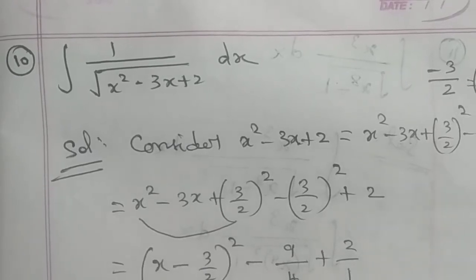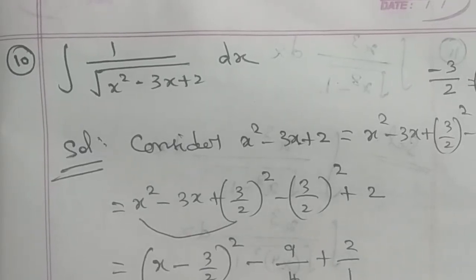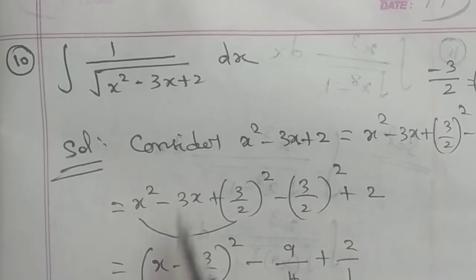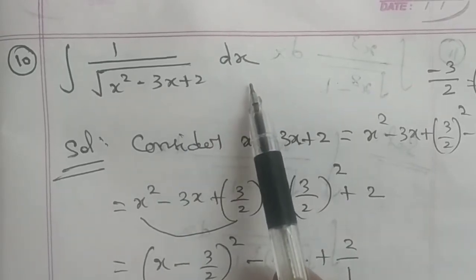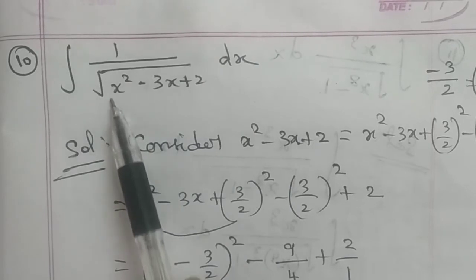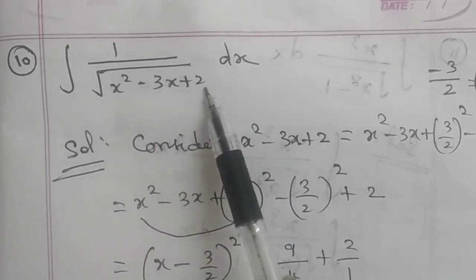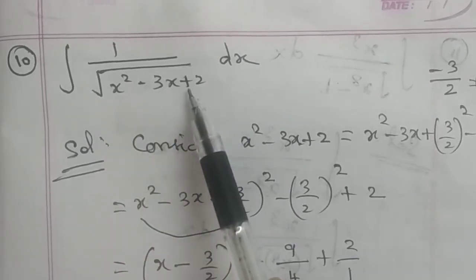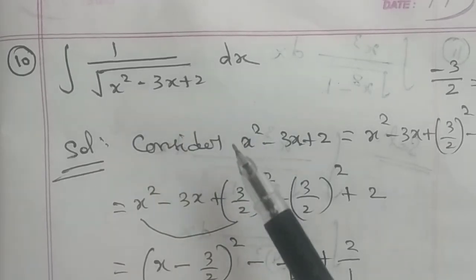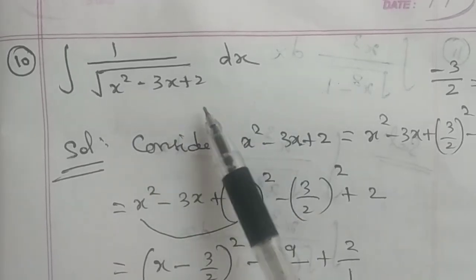Question number 10. Integral of 1 by square root of x square minus 3x plus 2 into dx. So what is the denominator given? Square root of x square minus 3x plus 2. We are simplifying this one using the completion of square method.